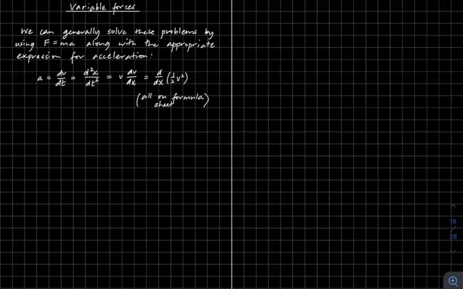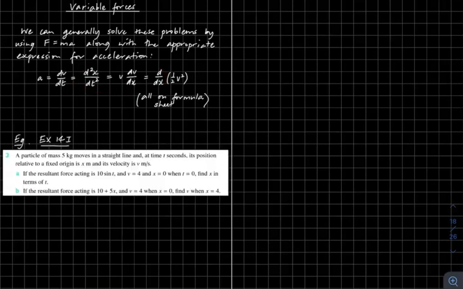But because our force might be expressed as a variable t, or the variable v, or the variable x, it might depend on which of these is most appropriate for us. So let's have a look at what I mean by considering this example. From exercise 14I, we've got a particle of mass 5 kilograms moving in a straight line. At time t seconds, its position relative to a fixed origin is x meters, and its velocity is v meters per second. Okay, so t is time in seconds, v is velocity in meters per second, x is meters from a fixed origin. We're going to have a look at part B. So these are separate problems related to that information.